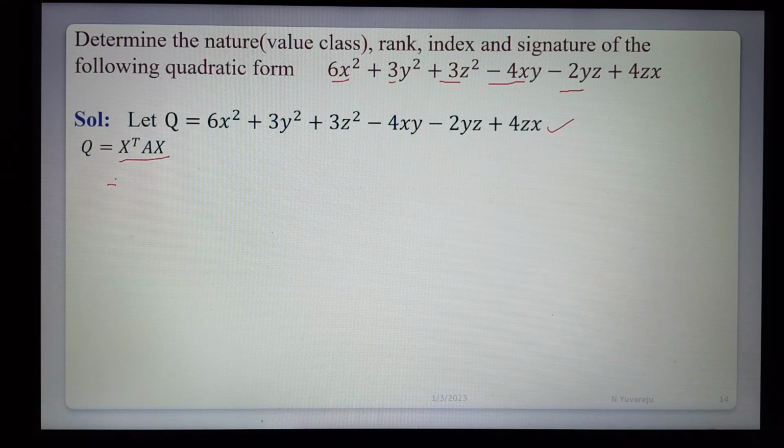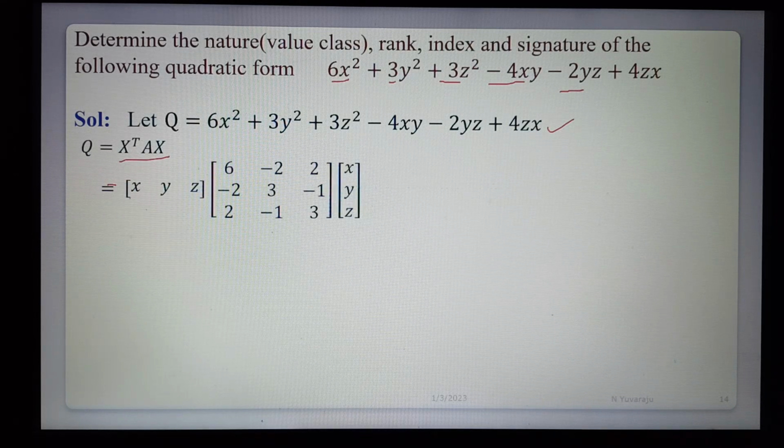Now the coefficient matrix: the x square, y square and z square coefficients are the diagonal elements, that is 6, 3, 3. Next the xy coefficient is minus 4, half is minus 2, minus 2. Next the zx or xz coefficient is plus 4, half is 2, 2. Next the yz coefficient is minus 2, half is minus 1, minus 1.